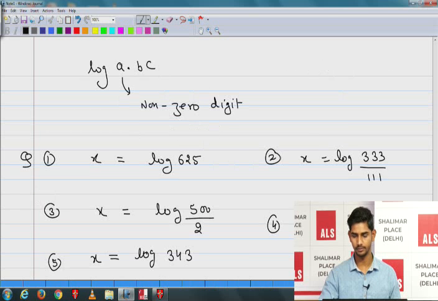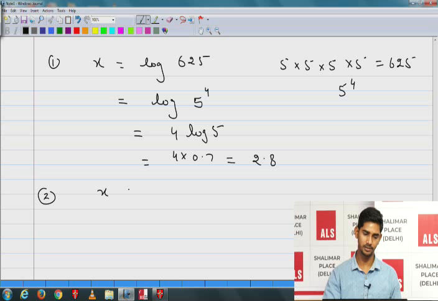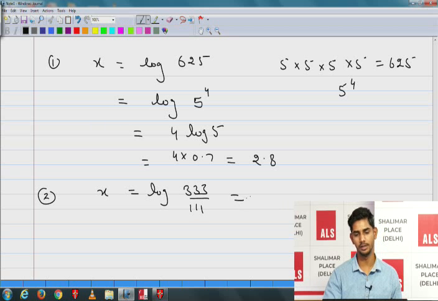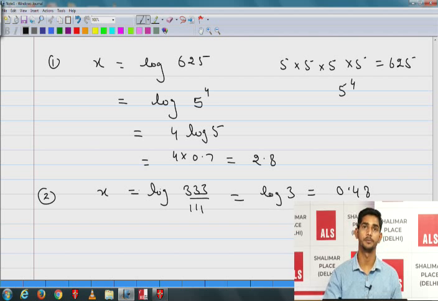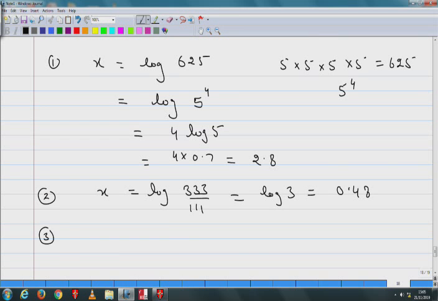Second is x equals log 333 upon 111. It is nothing but log 3. And log 3 is what? 0.48. Absolutely right. Second answer.